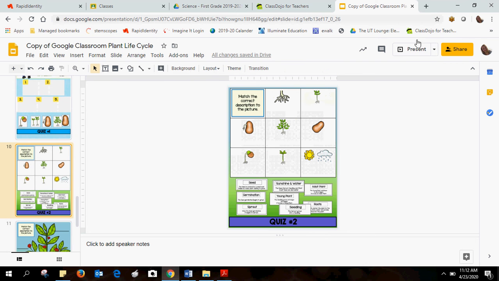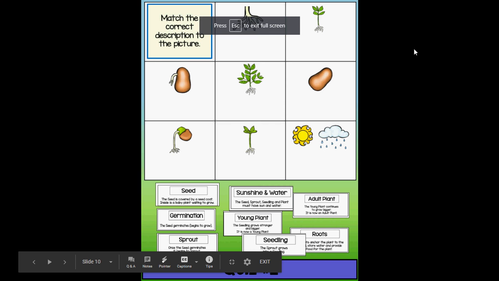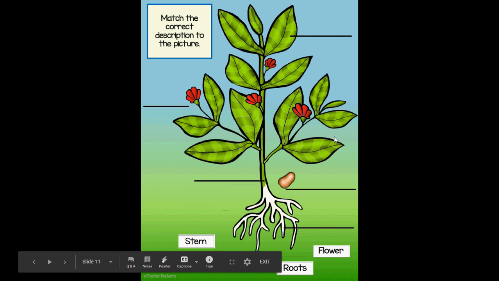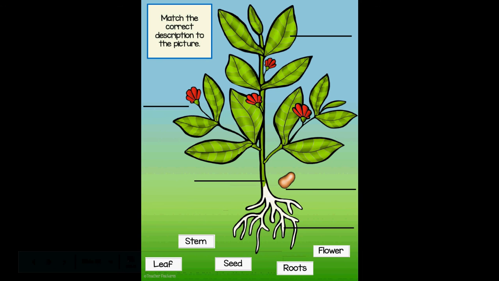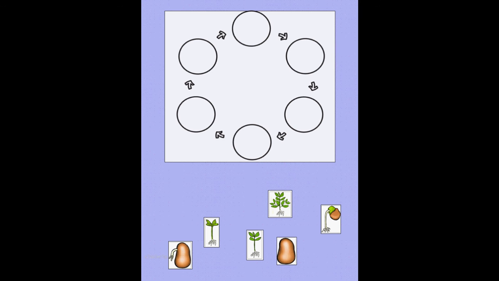Next slide is also for you. You're going to move up the description to match the picture. So we have the seed, germination, sprout, sunshine and water, young plant, seedling, adult plant, and roots. You're going to pull these words up, the description, to match the picture. And finally, there is a plant part that you have to label: leaf, stem, seed, roots, and flower.